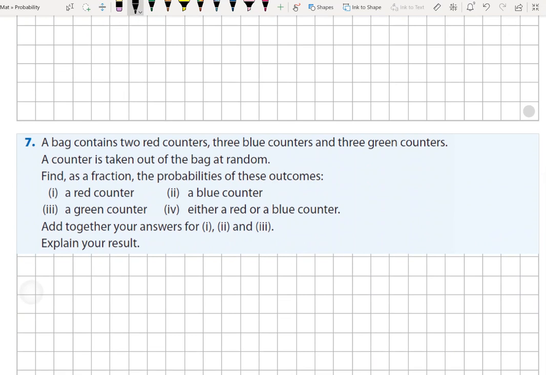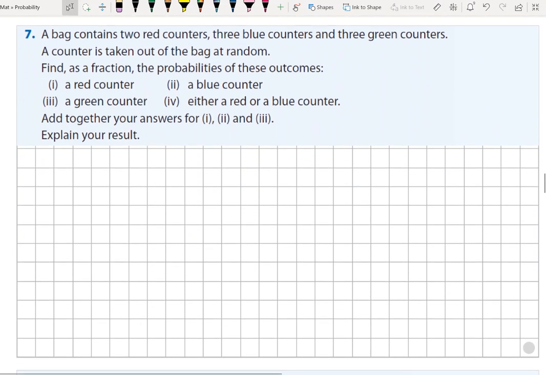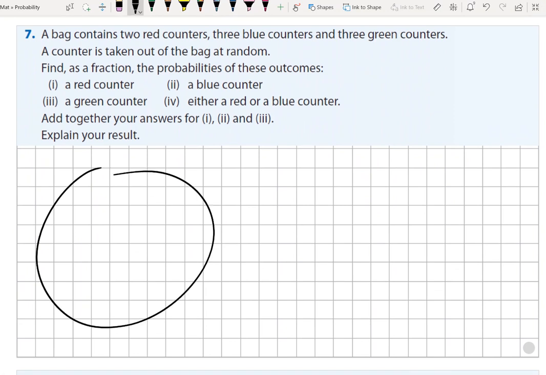Okay, questions 7 and 9, and we're finished our homework. A bag contains 2 red counters. Now we're going to draw this. This time we might be able to be accurate. That's not red, that's pink.